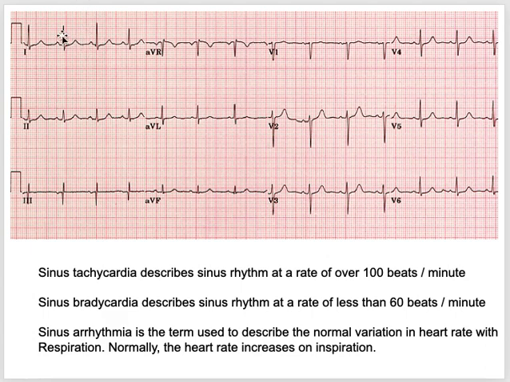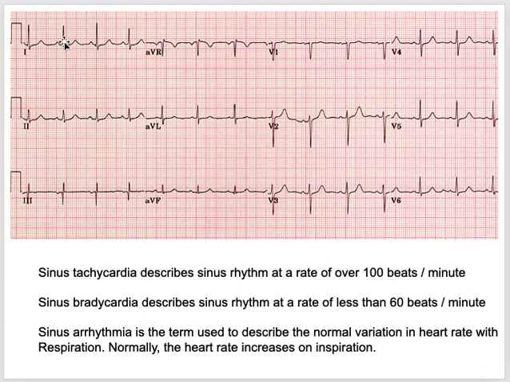If lead 1 is downgoing, no matter lead 2 and 3 are upgoing, it is right axis deviation. But if lead 1 is upgoing and lead 2 or 3 are downgoing, it means it is left axis deviation.